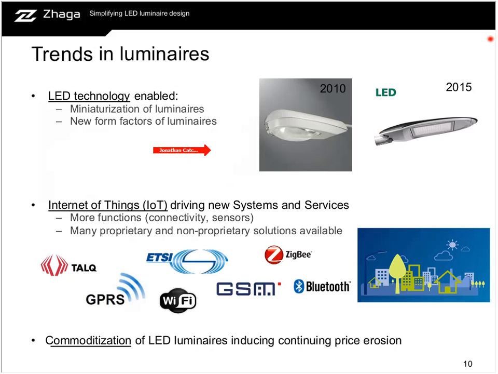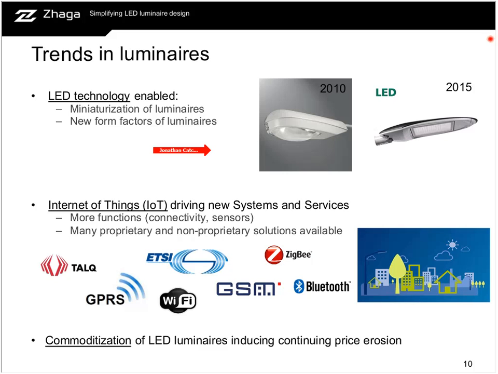Before going to the introduction of the new proposal, we would like to also show some trends in luminaires because they are directly related to the need for this new standard. The first one is about the LED technology, which has been introduced already for some time, and which enables at the same time miniaturization of luminaires because of the intrinsic advantages of LED technology, and thereby also new form factors. So this also requires that nodes and smart modules should be less bulky.